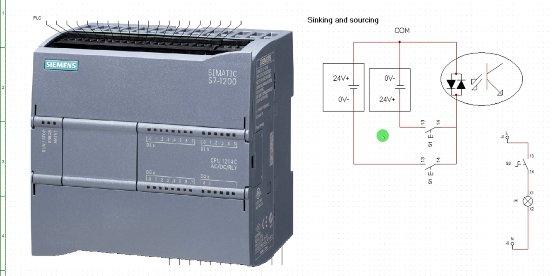some PLC CPUs accept both connections. They accept sourcing, they also accept sinking. Let me give you an example. There's what we call polarity. Polarity is using positive to positive terminal and negative to negative terminal. In that case, you are polarizing your connection.